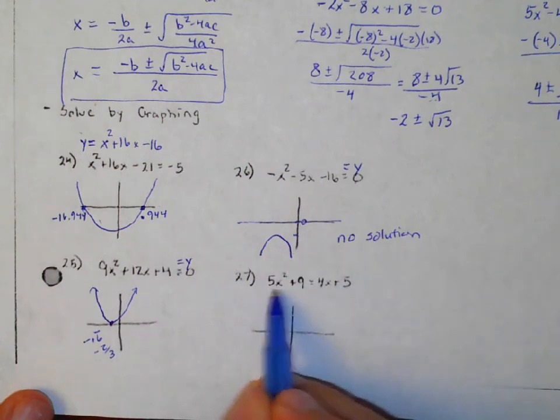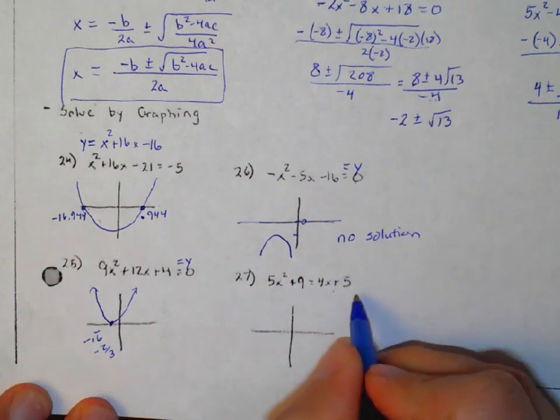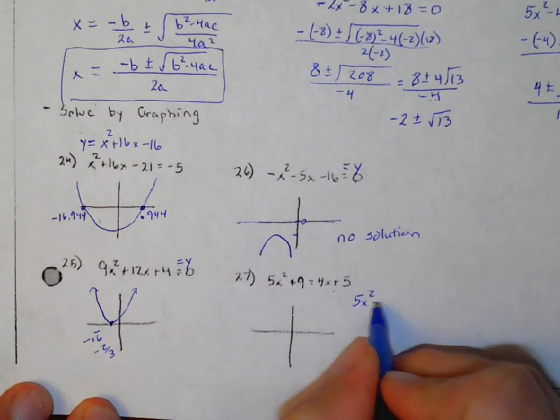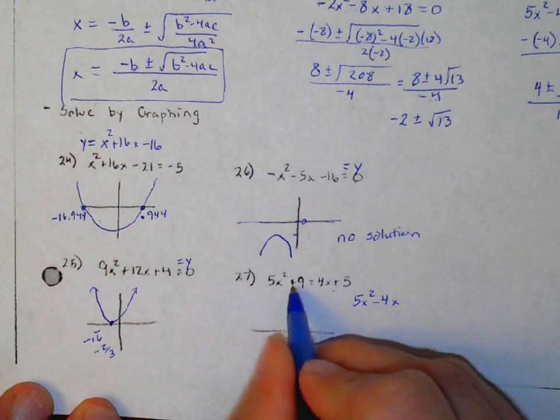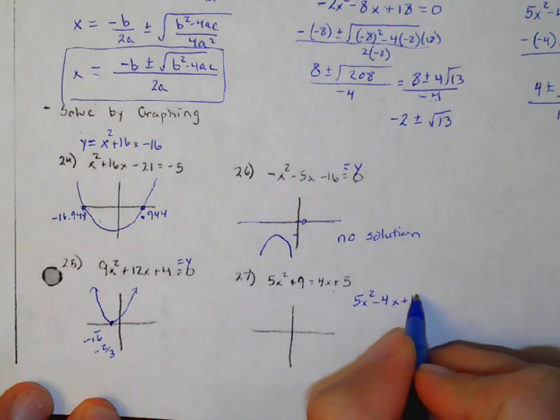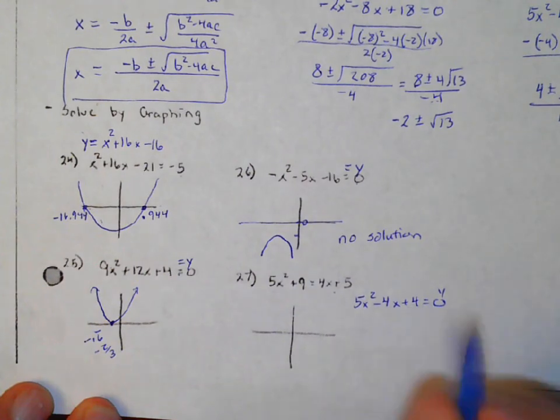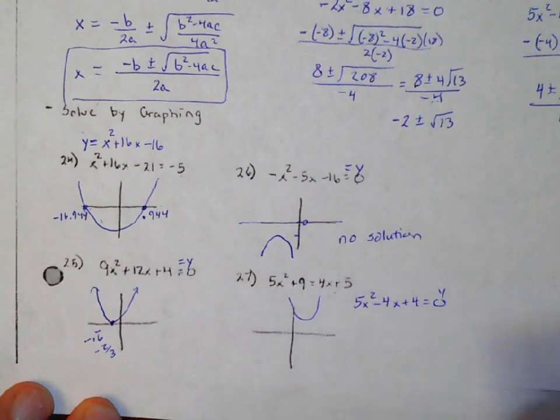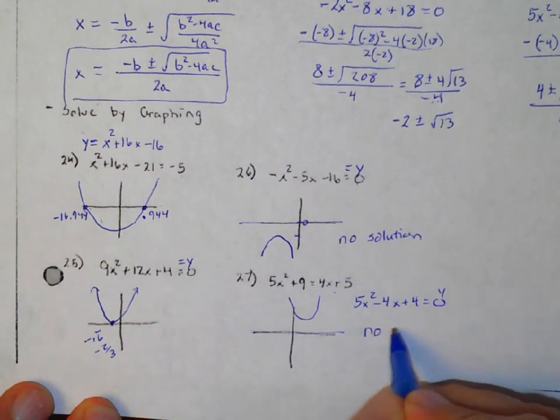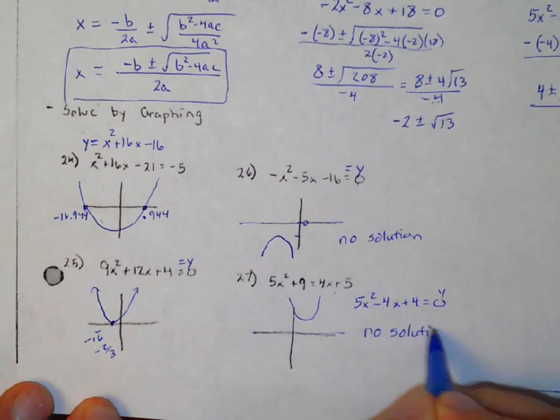Okay, last one here, we want to get it equal to 0 first. So 5x squared minus 4x, subtract that 5 over, plus 4 equal to 0. And then in Desmos, y equals this, and you get a graph that looks like this. Once again, never crosses your x-axis here, so never equal to 0, so no solution.